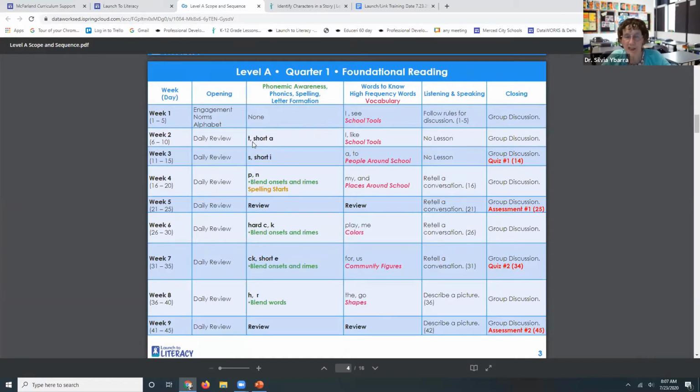And if you notice, in all our weeks we always cover 2 sounds. It says here, the sounds that we're going to be covering are for the letter T, for short A, and we're going to be doing tools for the school, and then other lessons. So week number 2, you're going to be doing sound T, sound A, and then you're going to be doing I like for your words to know, and then school tools.